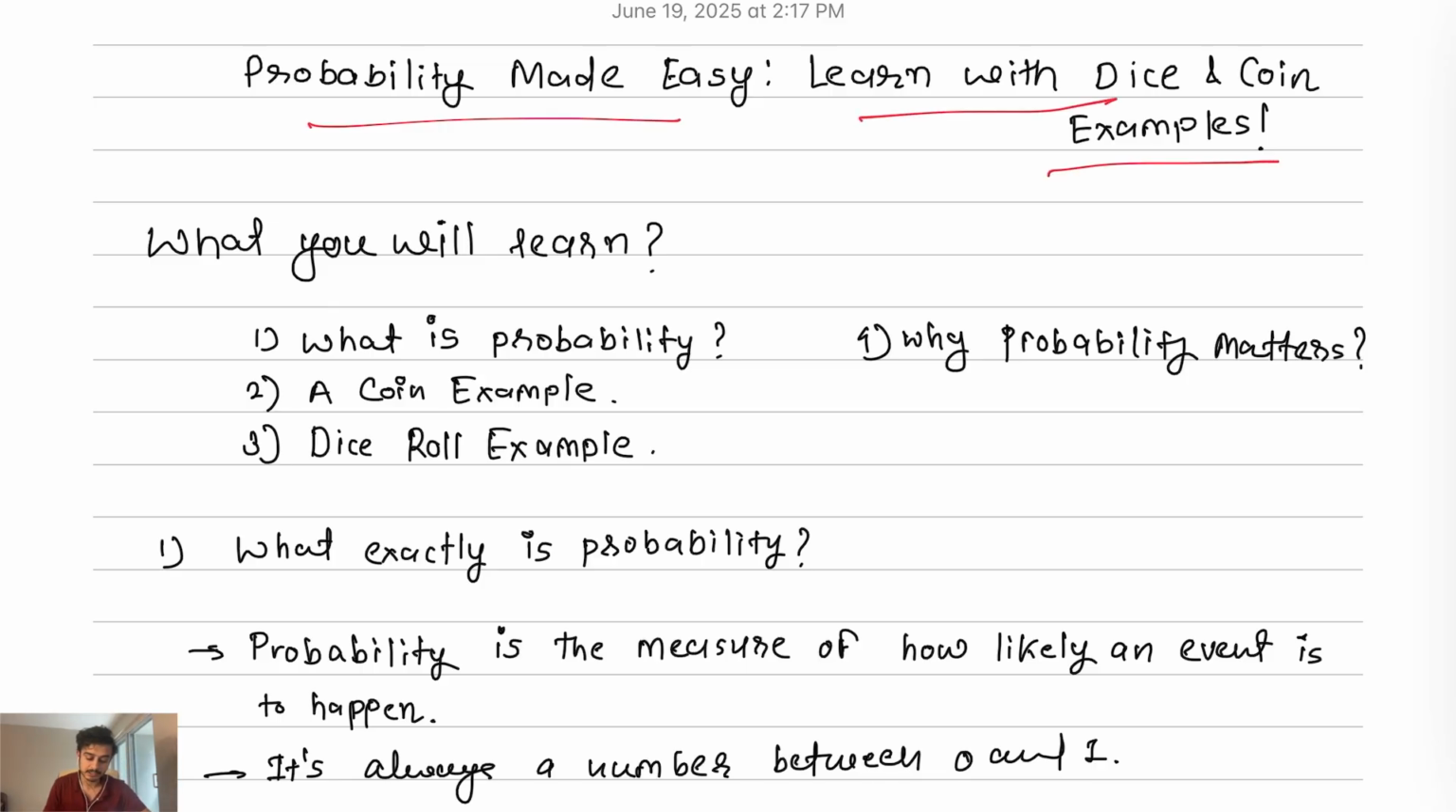Okay, now first things first, before starting this video, let's understand what you are going to learn. First, what exactly probability is all about. Second, a coin example. We will understand probability with a coin example. Third, a dice roll example, which is another good example to learn probability. And fourth, why probability matters. Because in the end, whatever we are learning, we want to use in our real life, in our day-to-day life, right? So that's that.